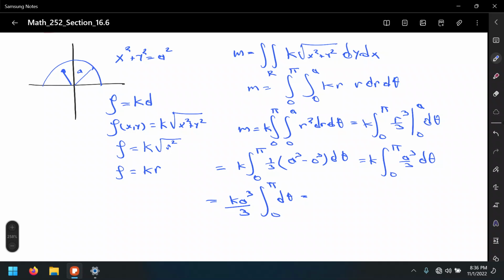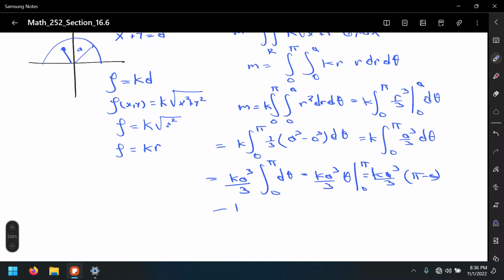And let's integrate d theta. That's just theta: k a cubed over 3 times theta from 0 to pi. And that's k a cubed over 3 times pi minus 0, which is simply k a cubed over 3 pi. So that's the mass of that semicircular lamina. Notice in this case it's a symbolic value, and that k depends on the proportion and all that, but a is going to depend on the radius of that semicircle. So we got the mass, that is, we got the denominator of the centroid.